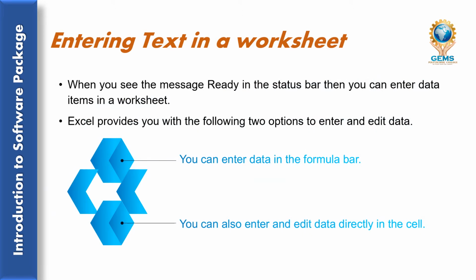So, entering text in a worksheet. When you see the message Ready in the status bar, then you can enter data items in the worksheet. Excel provides you with the following two options to enter and edit data: you can enter data in the formula bar, and you can enter and edit data directly in the cell. These two options are used for entering data in Excel.